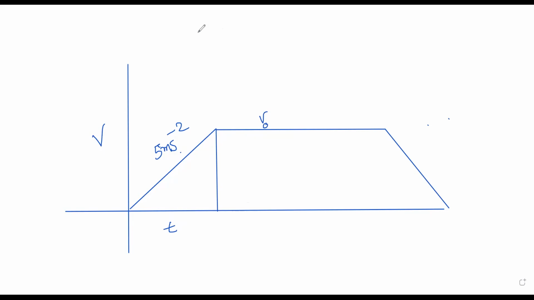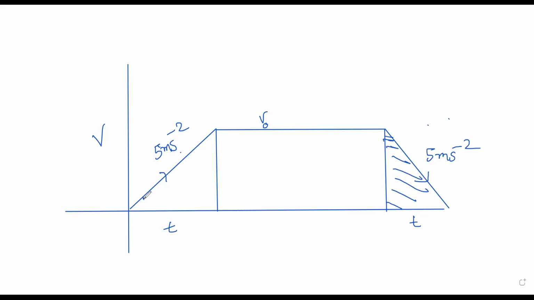For some time it moves with a constant velocity v naught. And after that it will decelerate at the rate of 5 meters second power minus 2. So this is the acceleration, so it is a positive slope. And deceleration, this kind of line, will give us a negative slope like this. And now it will take the same time, by the rule of symmetry.